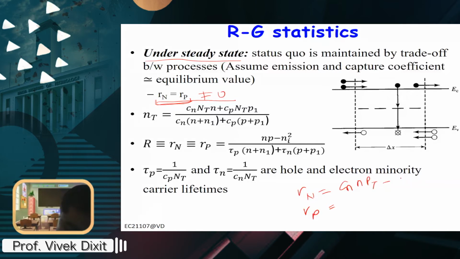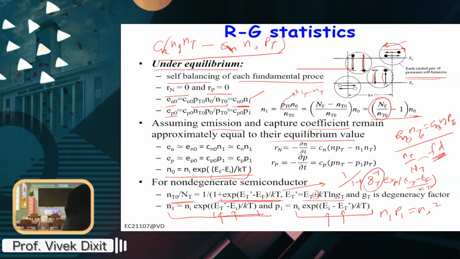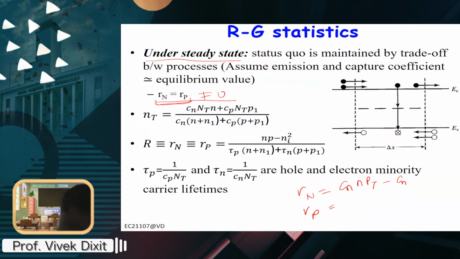Now emission we got Cn times N1, right? En is Cn times N1, right? So you can write Cn times N1 times Nt. Similarly for hole, Cp times P times Nt minus, again Ep you can write Cp times P1 times Pt. Now you see here, if they are equal, right? So both the equations are equal.